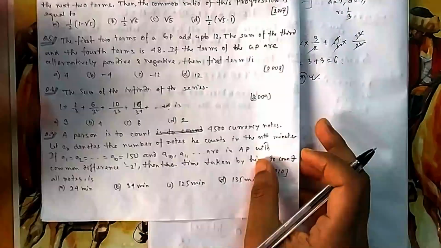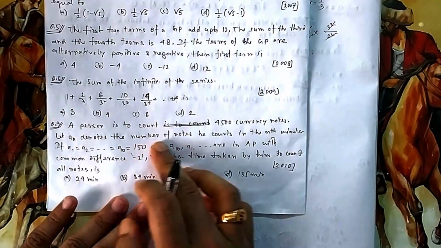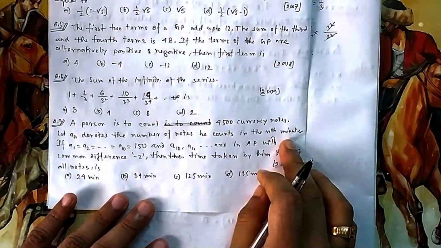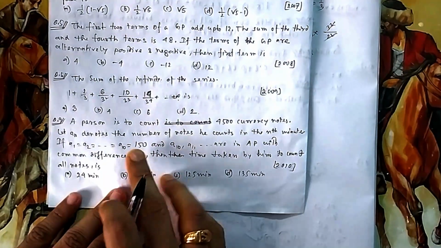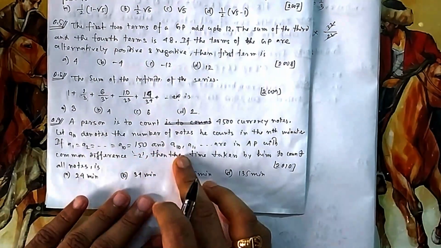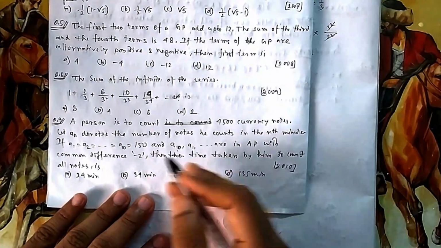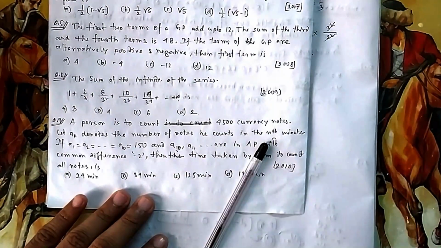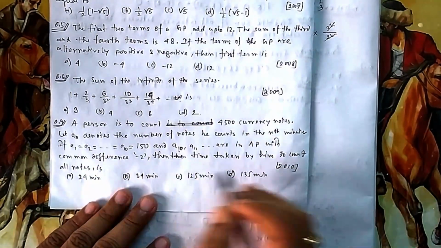Now if you come to 7, what they are asking: a person is to count 4500 currency notes. If AN denotes the number of notes he counts in the nth minute, up to the 10th minute he is counting 150 each minute. From the 10th minute onwards, A10, A11, from the 10th onwards they are in AP with a common difference of -2. Then the time taken by him to count the notes.